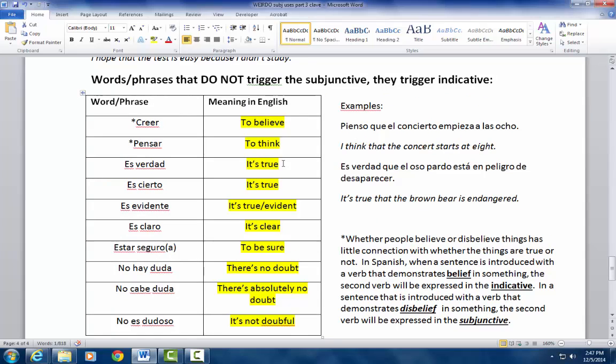Pienso que el concierto empieza a las 8. I think that the concert starts at 8. Es verdad que el oso pardo está en peligro de desaparecer. It's true that the brown bear is endangered. Now, whether people believe or disbelieve things has little connection with whether they are true or not. In Spanish, when a sentence is introduced with a verb that demonstrates a belief in something, the second verb will be expressed in the indicative, regular present. In a sentence that's introduced with a verb that demonstrates disbelief in something, then you'll use subjunctive in the second verb.